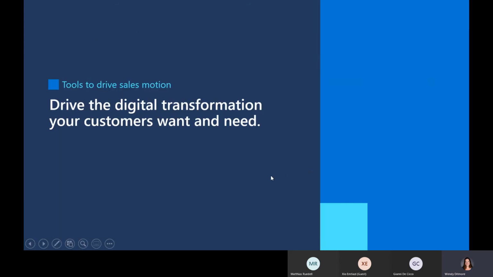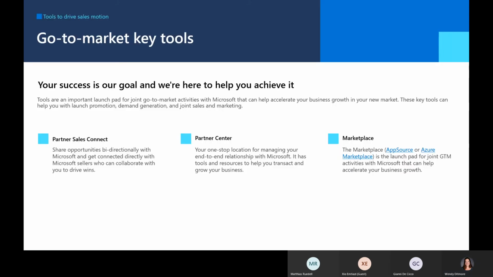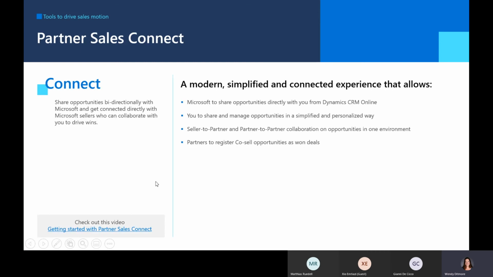Let's talk about sales tools that are really important as you look to expand into new markets. Some of these I think might be very familiar to everyone here, but we have a lot of detailed information in the playbook in case any of this is something that you're not as familiar with or want to improve your access and how you leverage these tools. So we'll just quickly walk through them here.